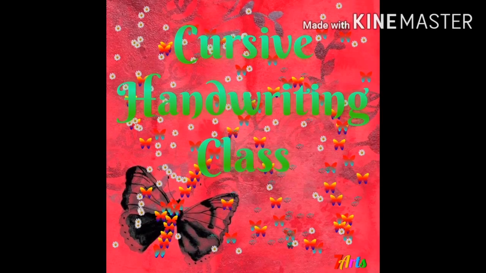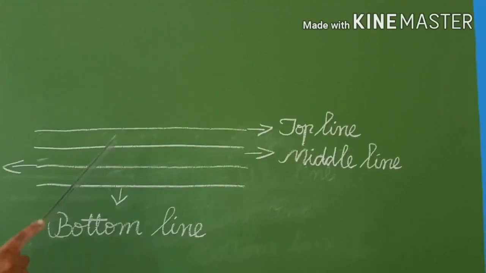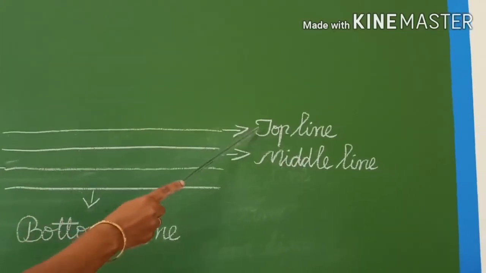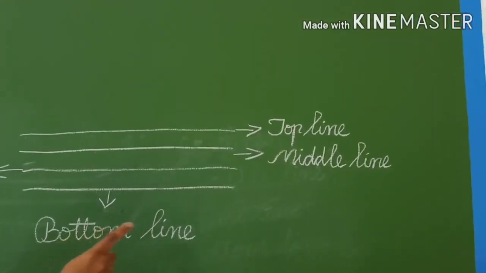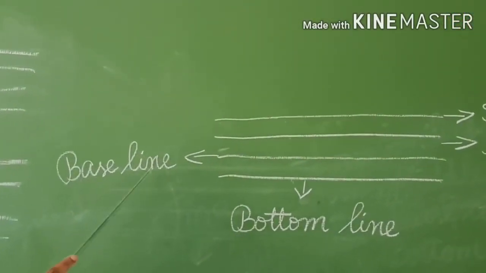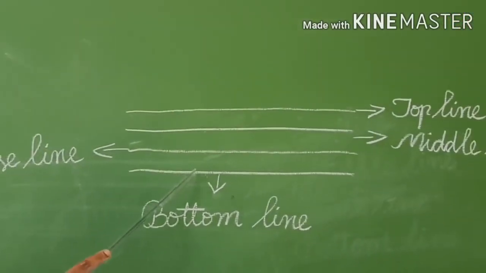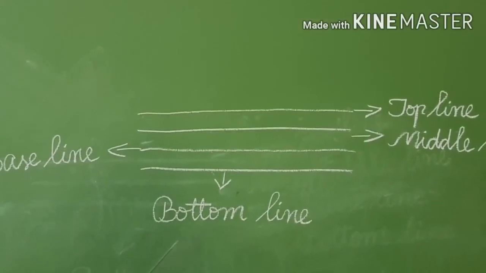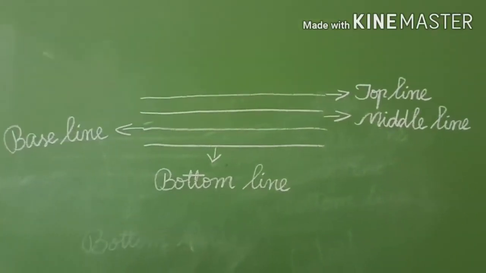Now we are going to see our English cursive handwriting for grade 2. Children, now we are going to see the months of the year. Today we are going to practice January to December. Children, we are practicing cursive letters in 4 lines. The first one is the top line, the second one is the middle line, the third line is the base line, and the fourth line is the bottom line. According to these 4 lines, we are practicing our cursive writing.